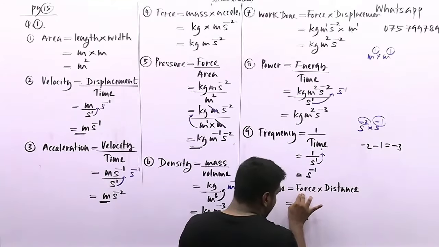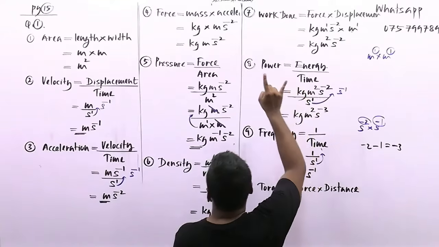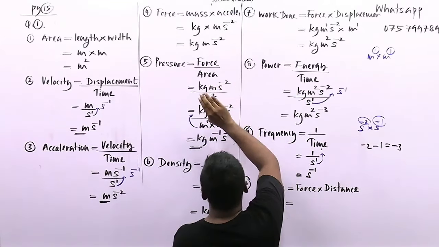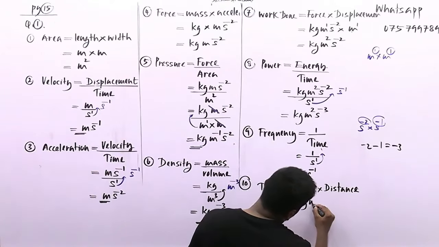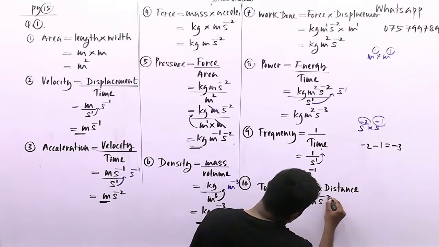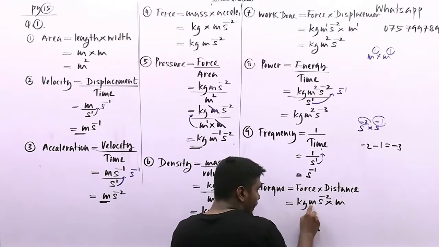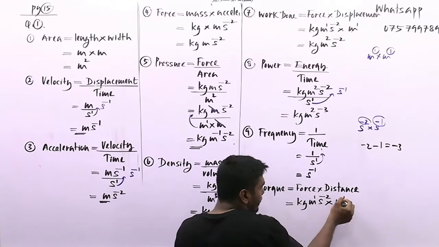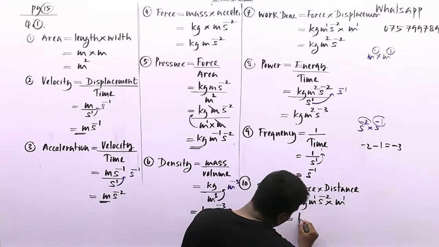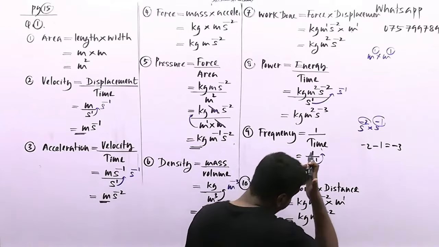The SI unit of force I wrote as kg m into s to the power minus 2, into distance, which is measured in meters. Then we can see there is one symbol m with power 1, and this symbol also has power 1. You can add their powers, 1 plus 1 is 2. Therefore, the units of torque is also kg m squared s to the power minus 2. That's the 10th one.